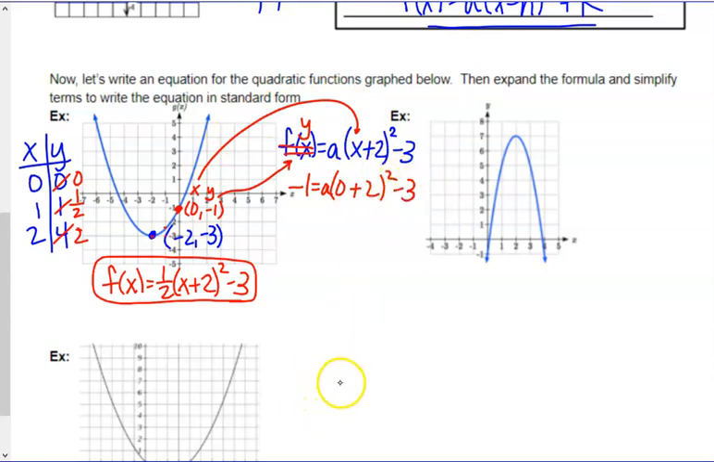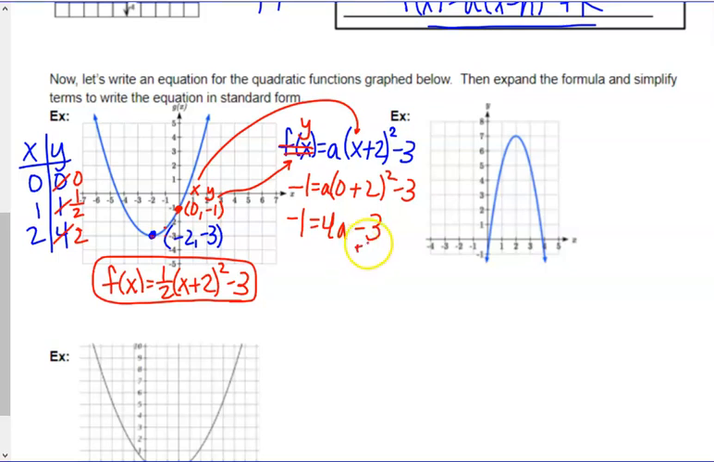So here we have an equation with one letter that we can solve. We're going to simplify this first as 0 plus 2 squared. So 0 plus 2 is 2, squared is 4. So I actually get -1 equals 4a minus 3. And now I have a two-step equation that I can solve.